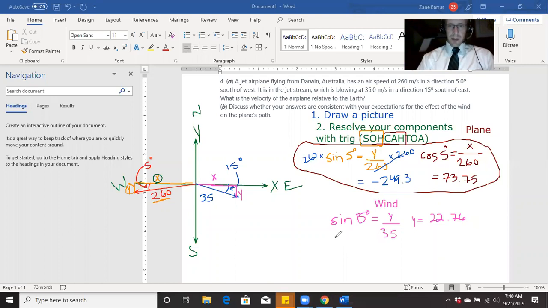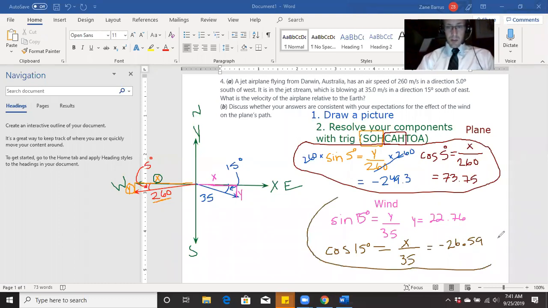Okay, let's do the cosine now. So cosine is going to give me my x component. Cosine of 15 degrees is equal to x over 35. In your calculator, go ahead and get x by itself by multiplying that 35 over to the other side. So the cosine of 15 degrees times 35 is going to give me negative 26.59. All right, so that's the work for the wind.